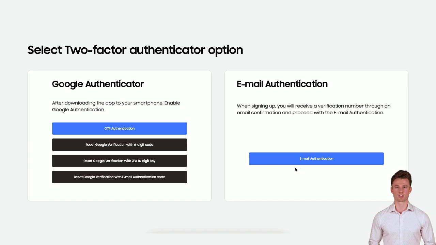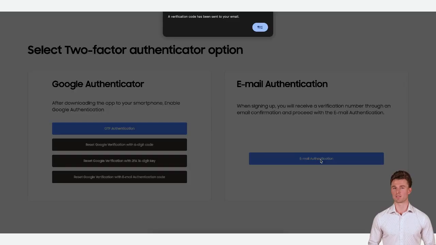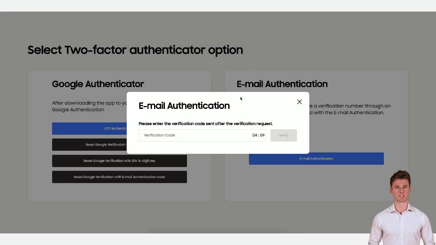The second method is using the email you verified during sign-up. Click the Email Authentication button, and a verification code will be sent to your email. Check your email for the code, enter it in the field, and the login process will be completed.